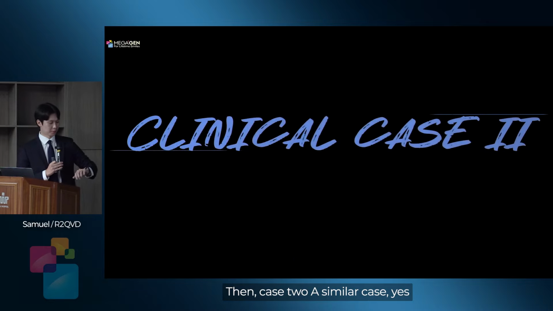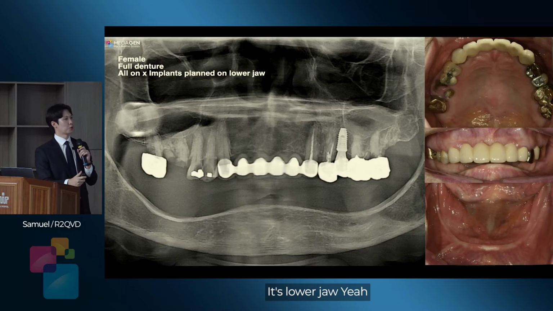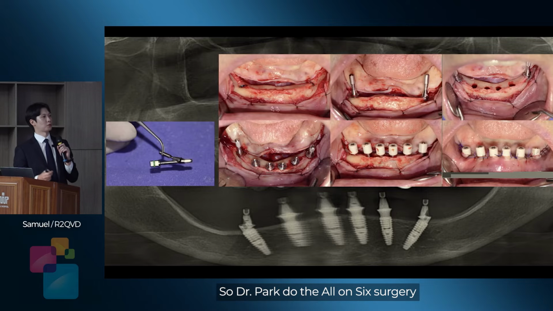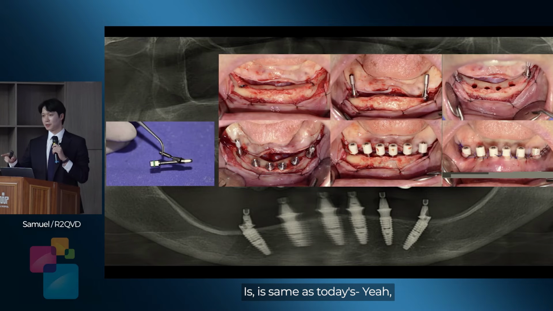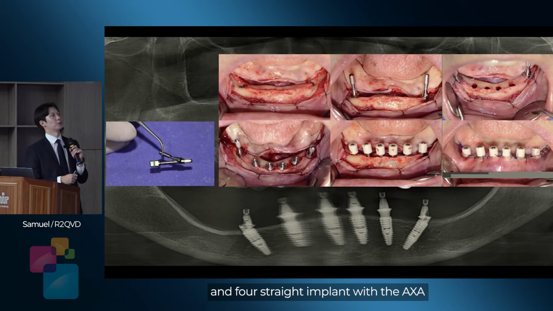Then, case 2. A similar case, yes, it's the lower jaw. As you can see, there is very thin bone here. So Dr. Park did the all-on-6 surgery. It's the same as today's hands-on case, right? Then 2 tilted implants and 4 straight implants with the AXA.